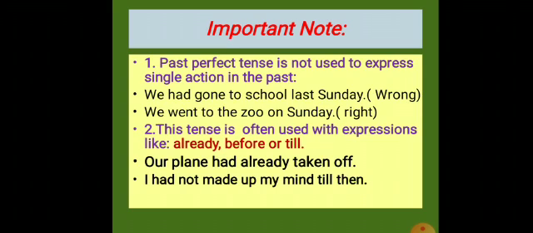Now, this tense is often used with expressions like already, before और till. So past perfect कहाँ पे यूज़ होता है? जहाँ पे हमारे पास there are words like already, before और till. Our plane had already taken off. So we have the word already in this sentence, so we can use past perfect tense here.